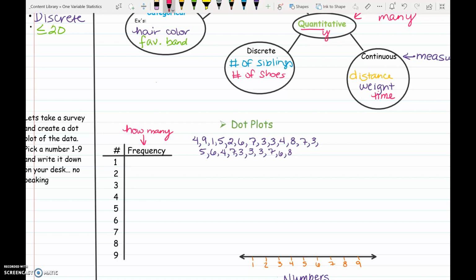So I'm going to go through, and to keep track, I just put a tick mark every time I have one of those numbers. So I have a 4, a 9, a 1. I'm going to go ahead and pause the video so I don't waste time. So you guys go ahead and fill in your frequency table and press play when you're ready.